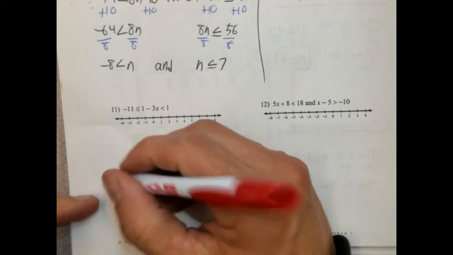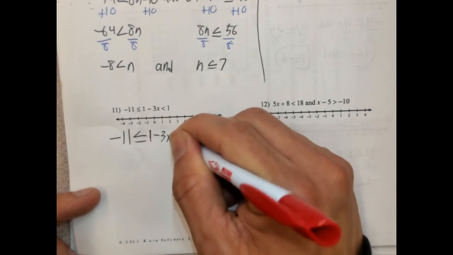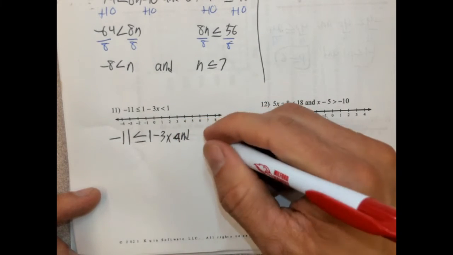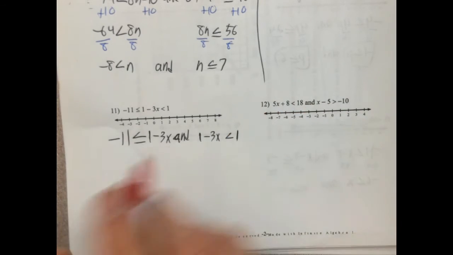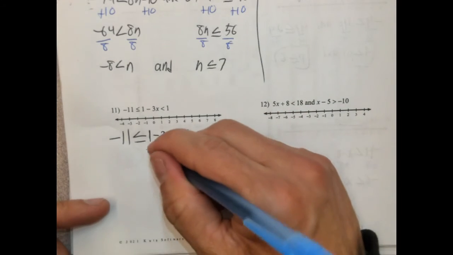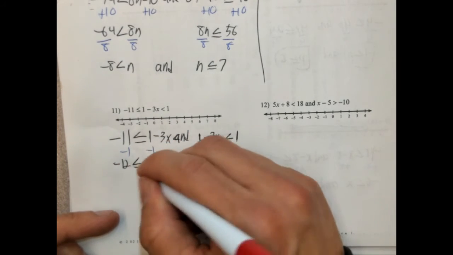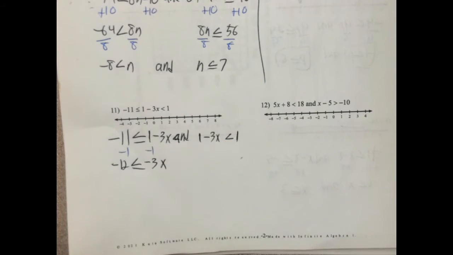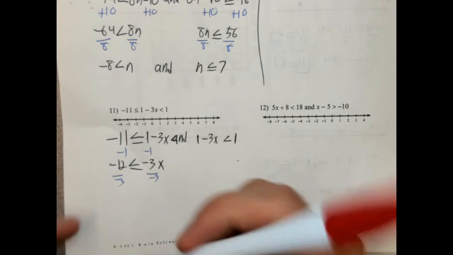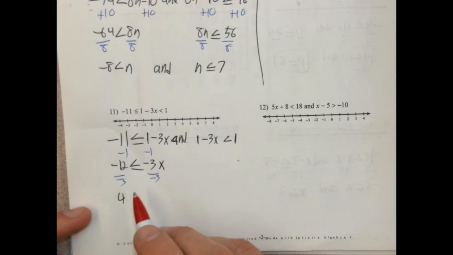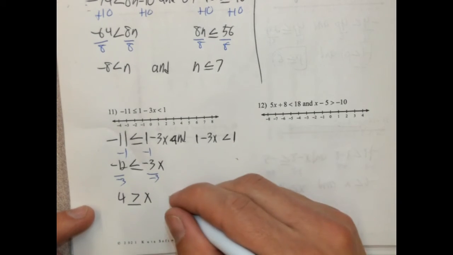Let's rewrite this. We have negative 11 less than or equal to 1 minus 3x. Oh, and I almost screwed that up. 1 minus 3x is less than 1. Okay. So let's subtract 1 from both sides. It's going to give us negative 12 is less than or equal to negative 3x. We're going to divide by negative 3 because that's our coefficient. Negative 12 divided by negative 3 is positive 4. Now remember, because we divided by a negative, this inequality symbol needs to change directions. So it's 4 is greater than or equal to x.